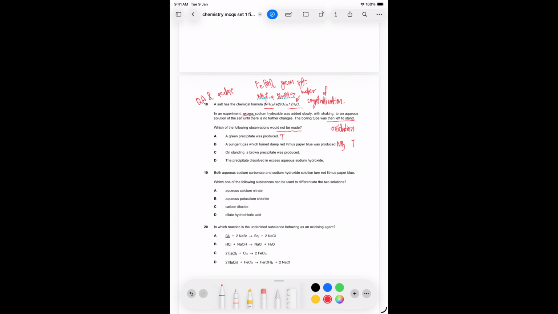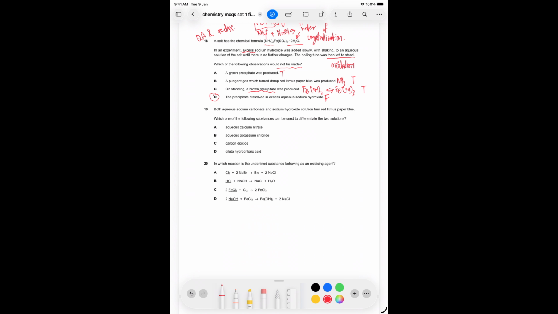On standing, a brown precipitate is produced. That is true. Why? Because your iron 2 hydroxide will undergo oxidation to form iron 3 hydroxide, okay, which is a reddish brown solid. So this is true as well. The PPT dissolves in excess NaOH, okay? This is not true because your iron 2 hydroxide is insoluble in excess, so this is false. So which one will not be made? So the answer is D, okay?